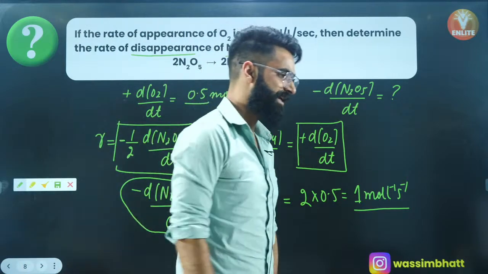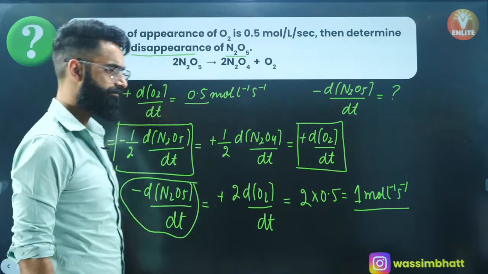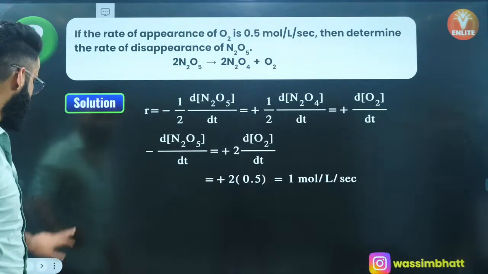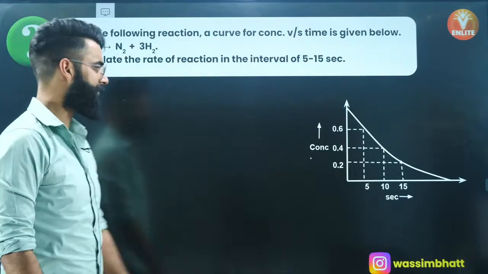Let me quickly know in the chat if it's clear to everyone. Exactly. Perfect, guys. I'm sure you can solve these sort of questions from now onwards easily, right?